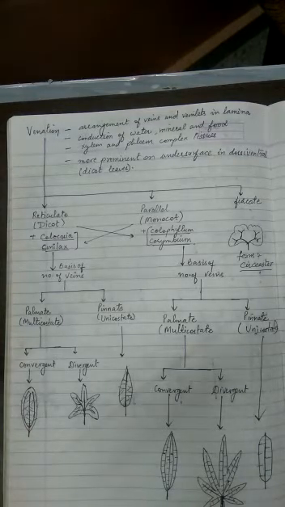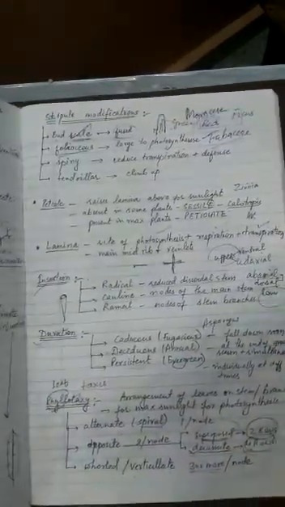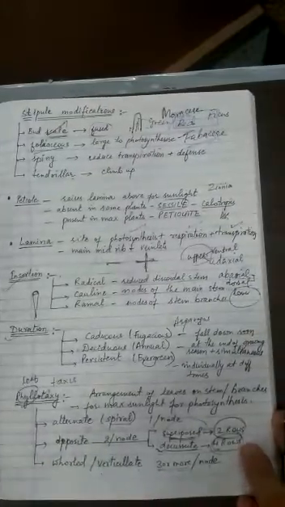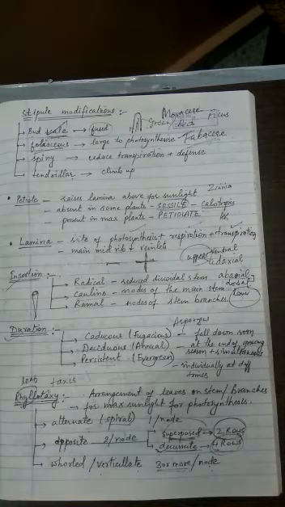So if you remember, in the last class I discussed in detail regarding two surfaces, the upper surface and the lower surface. The upper surface is the ventral surface, or also called the adaxial surface, and the lower surface is called the abaxial surface or the dorsal surface. And I told you, in the case of dicot plants, veins are more prominently visible on the lower surface, and in the case of monocot plants, they are equally visible on both sides.